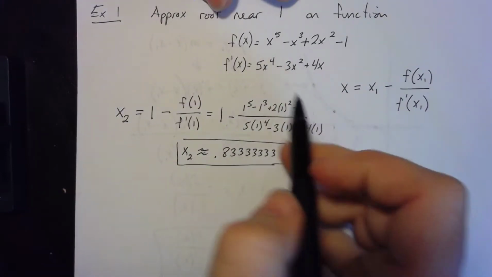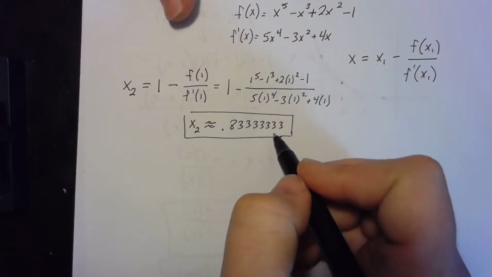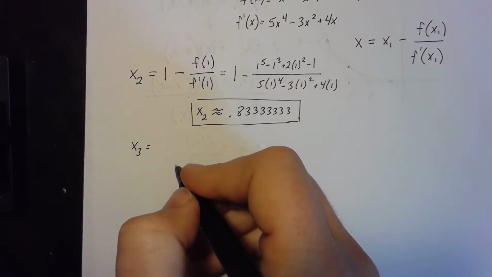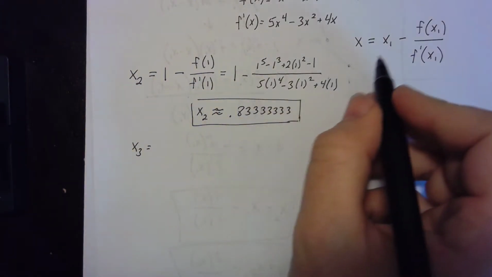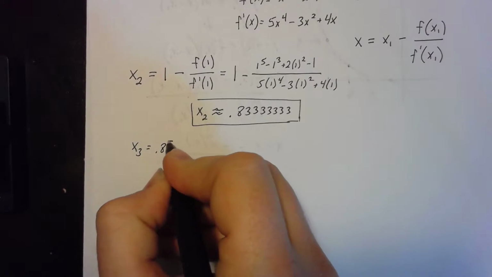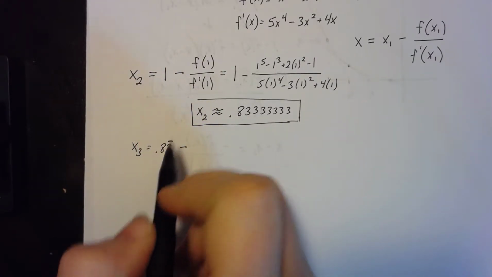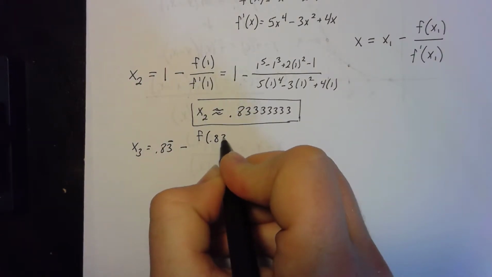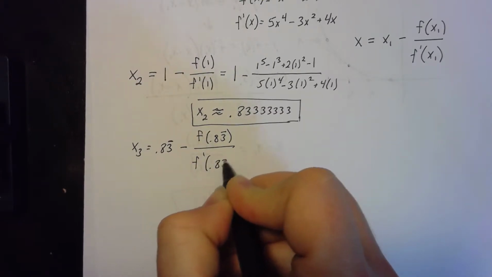So I got 1 to start. That was the one I used to start. Now I've gotten back this value. To find my x3, hopefully my x3 will be closer to my actual root value. I'm going to use x2 in place of all these x1s in this formula. So I'm going to have 0.83 repeating, that's my x2 now, minus f of 0.83 repeating divided by f prime of 0.83 repeating.